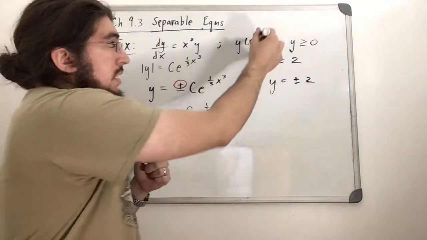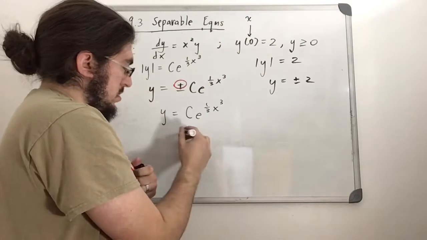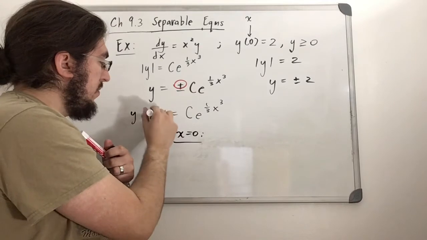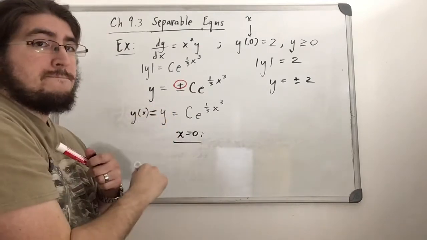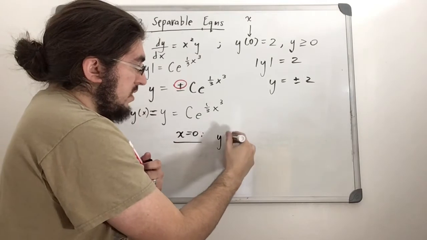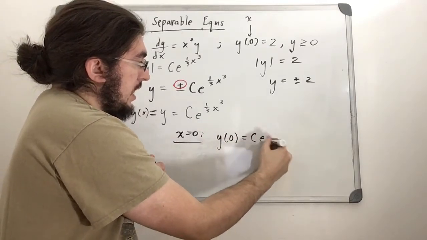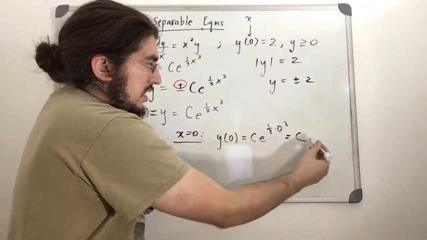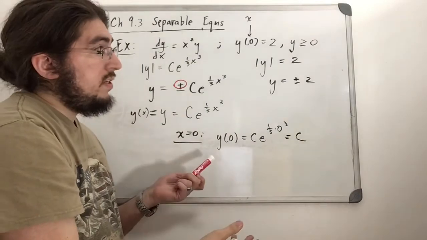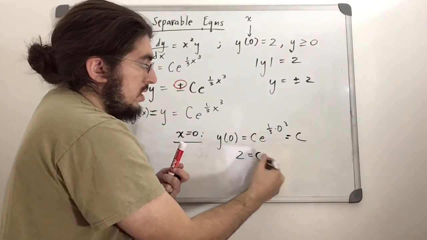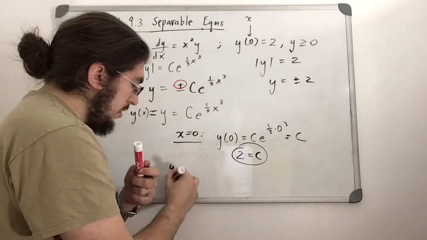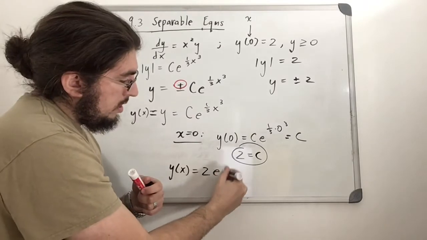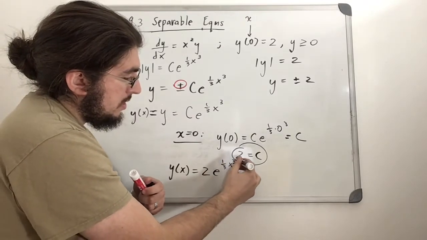And now we'll use our initial condition, so we'll plug in x to be 0, and let's see what happens. When x is 0, remember this is y as a function of x, right? So when x is 0, this is y of 0, equals c e to the 1/3 times 0 cubed. That's all 0, so that's just going to give us c. So y of 0 is c, but what's y of 0? y of 0 is 2, so 2 is c. Plugging this back in will give us our solution. y as a function of x is 2 e to the 1/3 x cubed.